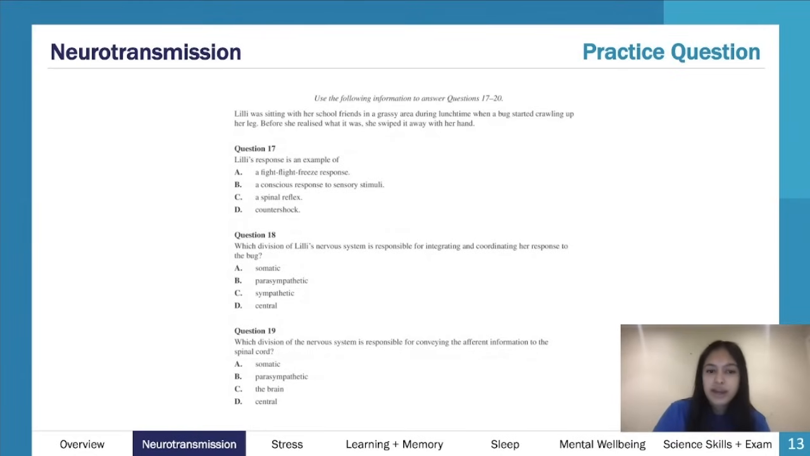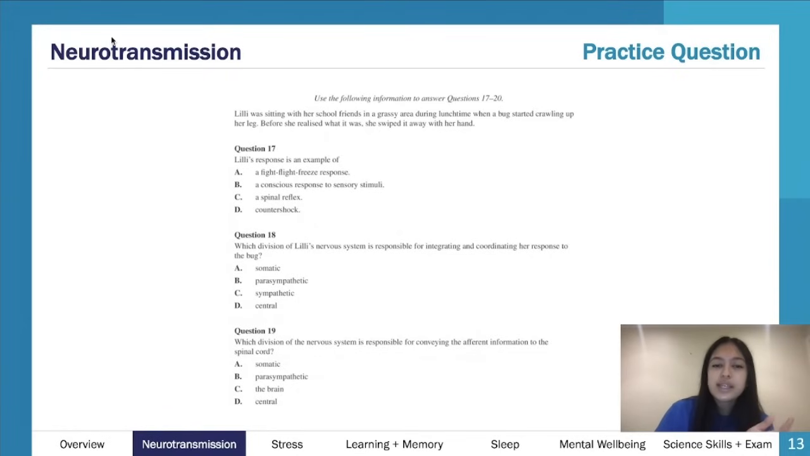Based on where this is in our lecture, you can tell that it won't be countershock and it won't be fight, flight, freeze. Countershock is part of GAS, your general adaptation syndrome. So we're thinking about a conscious response to sensory stimuli or a spinal reflex. These two are often confused a little bit on exams and among students.